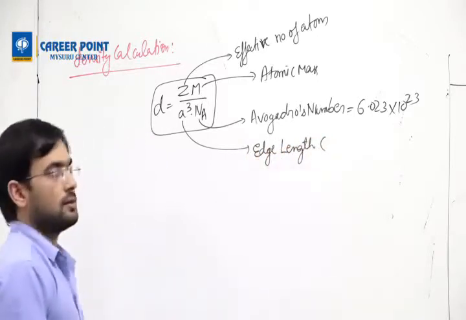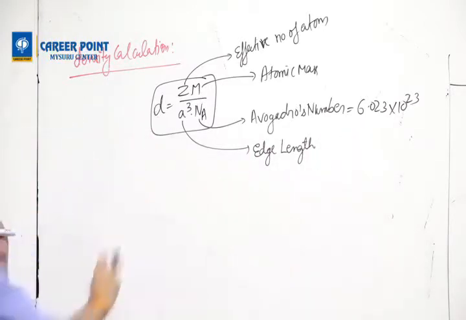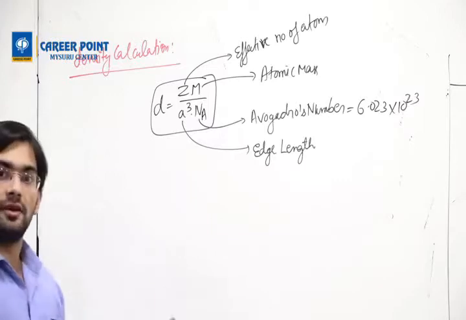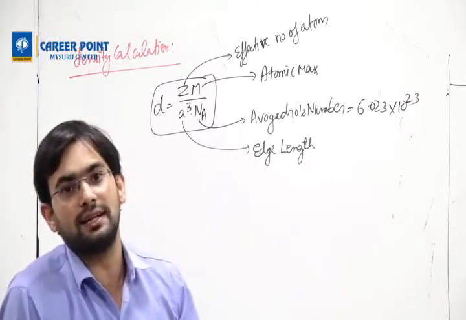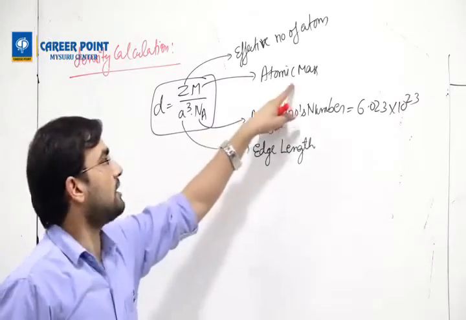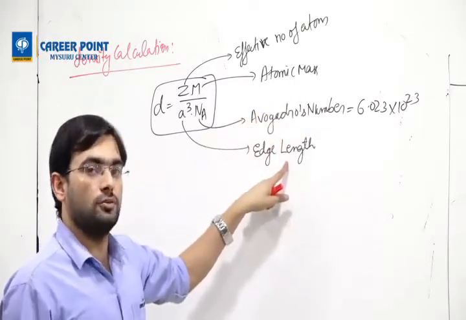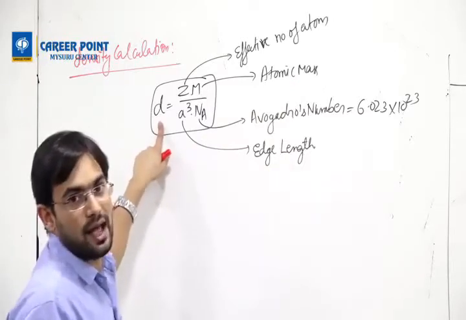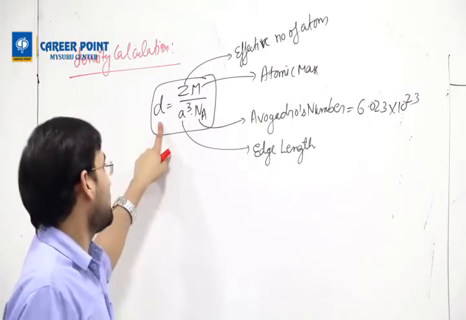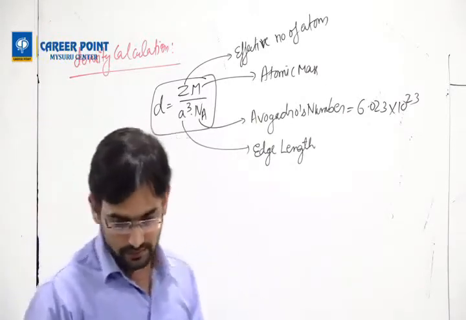Edge length. Okay. So now the density unit is kg per meter cube in SI. In CGS, it is gram per centimeter cube. So if you write atomic mass in grams, then the edge length you should take in centimeters, so that density can come in gram per centimeter cube. And if you want to convert it into kg per meter cube, you can convert.